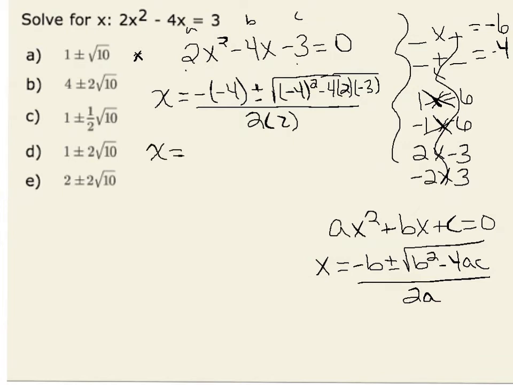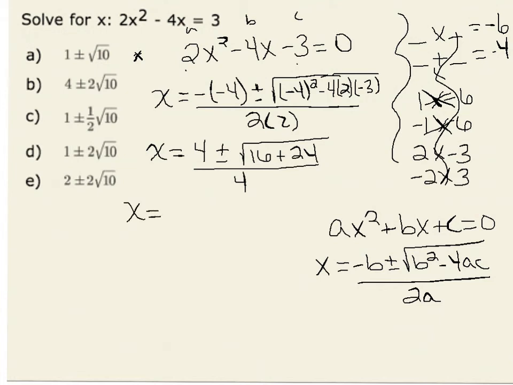So I have x is equal to the opposite of negative 4, which is a positive 4, plus or minus the square root of negative 4 squared, which is 16, minus 4 times 2 times negative 3. Negative 4 times 2 is a negative 8, and a negative 8 times a negative 3 is a positive 24. Therefore, under my square root sign, I have 16 plus 24. This is all going to be divided by 2 times 2, which is 4.